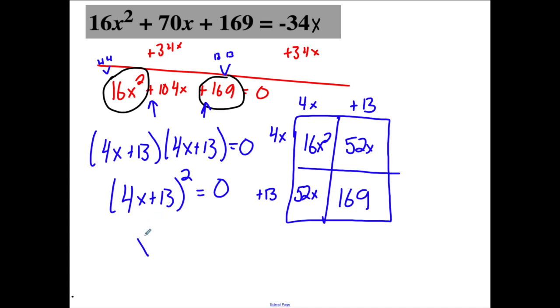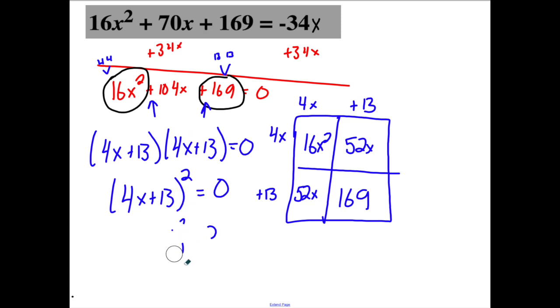And then finally, x is equal to, well, let's do it like this. 4x + 13 = 0. Right? Now think about how I would get rid of this square. If this was just y squared equals 0, think about how I would get rid of the square. You would take the square root of both sides.